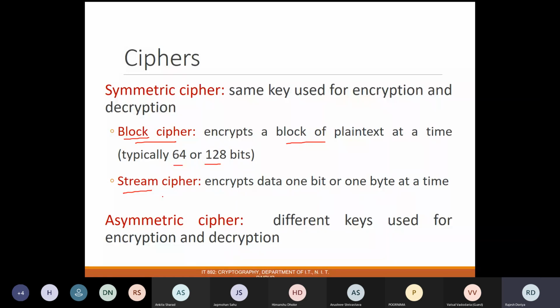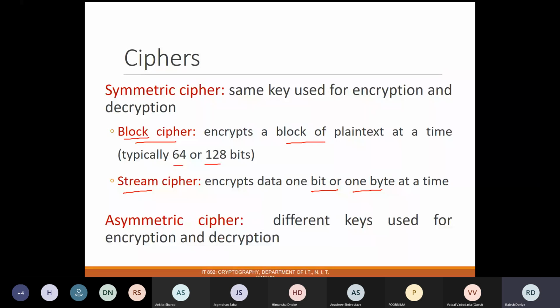In stream cipher we try to encrypt bit by bit. A single bit can be encrypted, or even one byte at a time can also be encrypted. So if very small units are being encrypted, then we can say this is an example of a stream cipher.